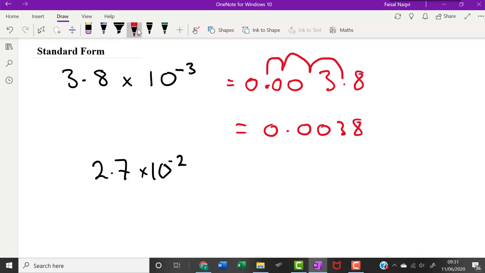If I take a look at this next example, 2.7 times 10 to the minus 2. The minus 2 tells me it's going to be divided, so my number is going to become smaller. So if I write down my 2.7, my decimal point moves to the left 2 spaces. 1, 2. There's my decimal point, here's my zeros. So my final answer is 0.027.